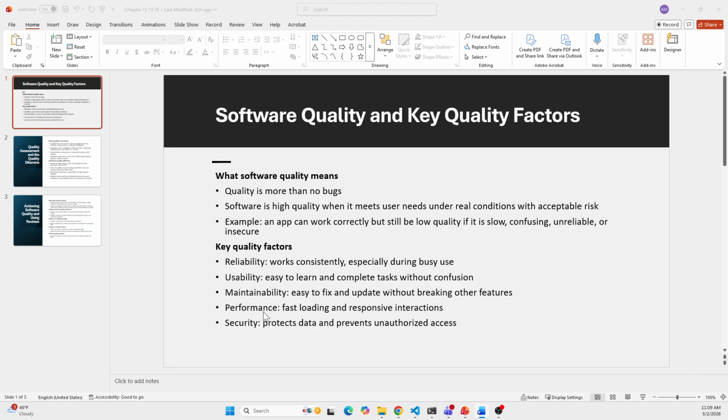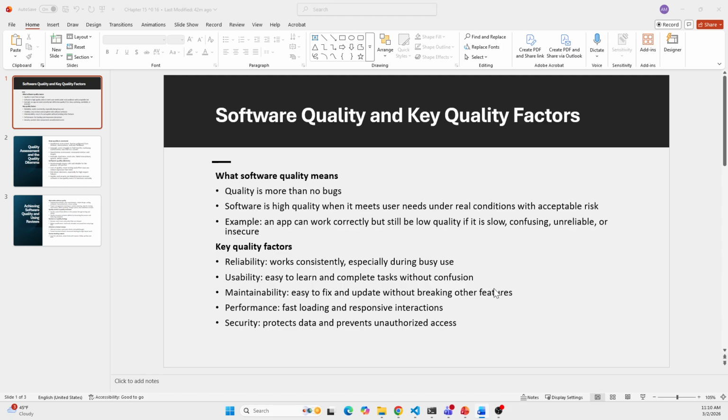And performance. Performance is how fast and responsive the system is. It includes load time, speed of searches, and smoothness of interaction. And then we have security. Security means protecting the system and data from unauthorized access and misuse. So for example, the scheduler stores student info and tutoring records. If anyone can access another student's booking, that's a serious quality failure. So security includes safe logins, role-based access, and protecting stored and transmitted data.